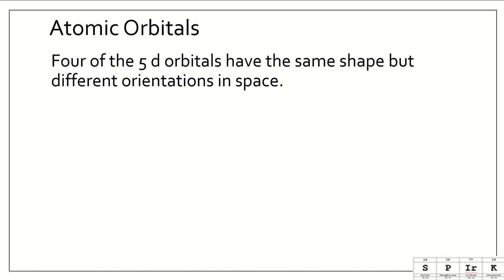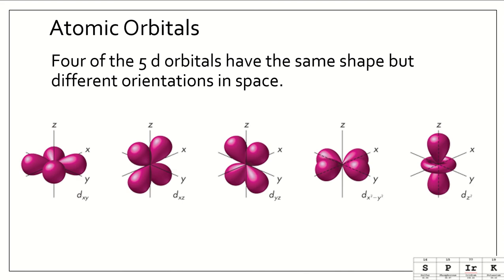Then we have d orbitals. 4 of the 5 d orbitals have the same shape, but different orientations in space. So you see here, the first 4, 1, 2, 3, 4, these look like flowers. And then this last d orbital has quite a pretty wonky shape. They look quite crazy. But again, these are maps of where these electrons probably exist.